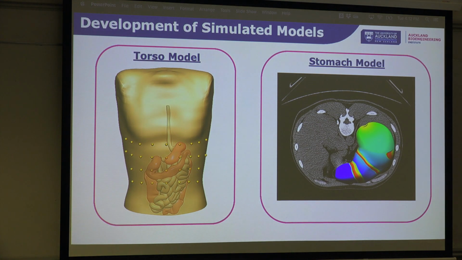First of all, we developed 2 models, a torso model and a stomach model. The stomach model was based off a CT scan of a human subject, and then we used a pre-existing model developed by Peng Ju. We were able to simulate gastric electroactivity moving down the stomach. We then were able to place that stomach model inside the torso model and replicate the EGG fields through boundary element modeling to see what those surface potentials would look like under normal gastric electroactivity.